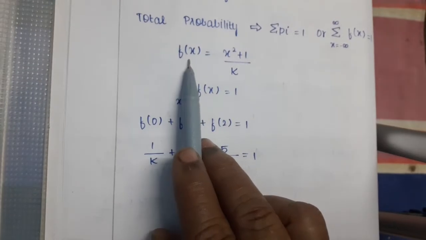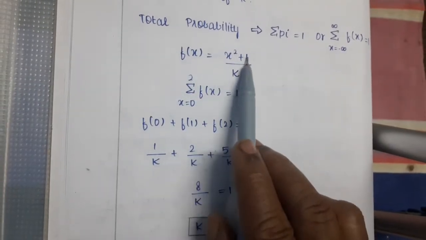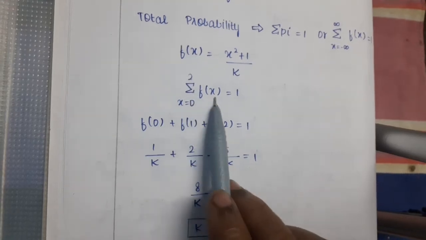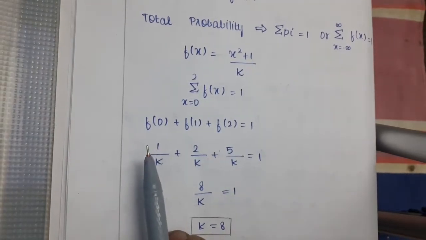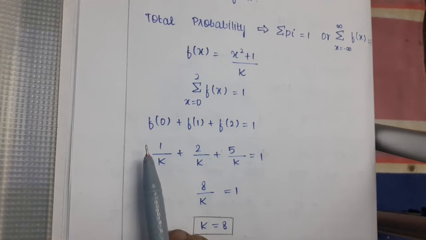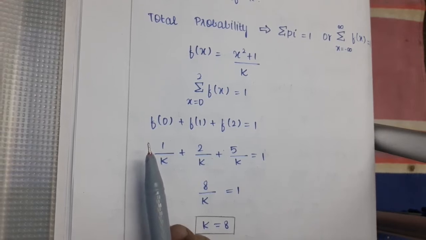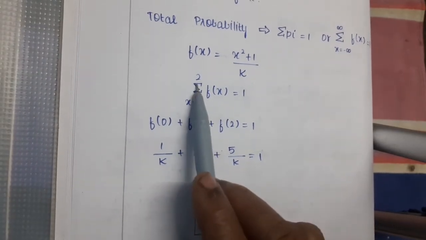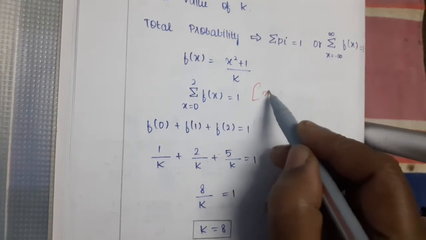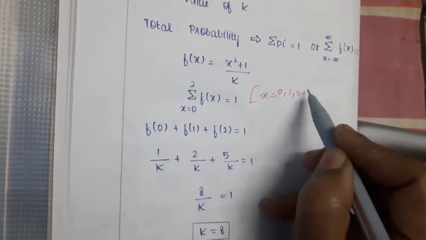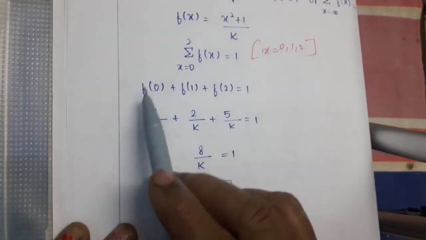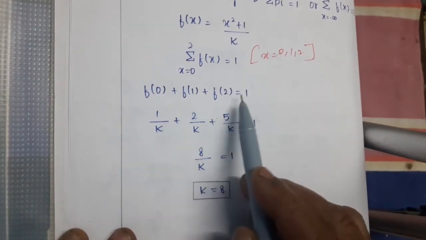What is our given function of x? f(x) is equal to (x square plus 1) by k. What are the values given? x is equal to 0 to 2. Because the given function is defined for x values 0, 1, 2, therefore we take the summation for x equal to 0 to 2. So f(0) plus f(1) plus f(2) equals 1.